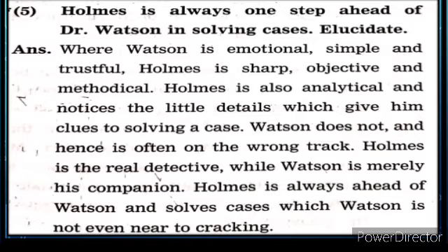Holmes and Watson compared: where Watson is emotional, simple, and trustful, Holmes is sharp, objective, and methodical. Holmes is always analytical and notices the little details which give him clues to solving a case. Watson does not, and hence is often on the wrong track. Holmes is the real detective, while Watson is merely his companion. Holmes is always ahead of Watson and solves cases which Watson is not even near to cracking.